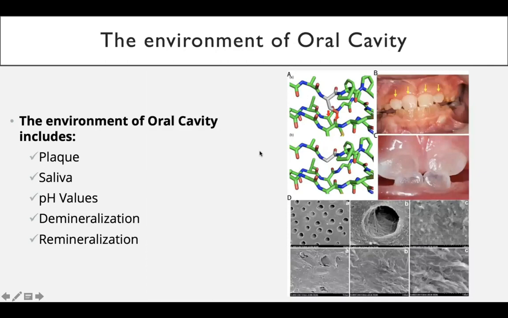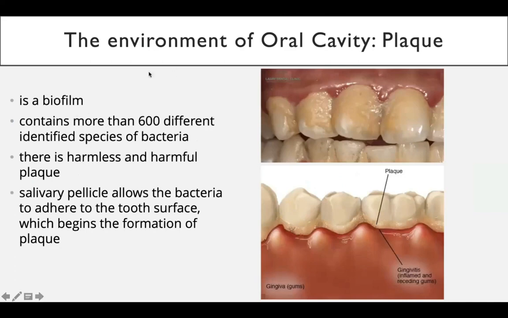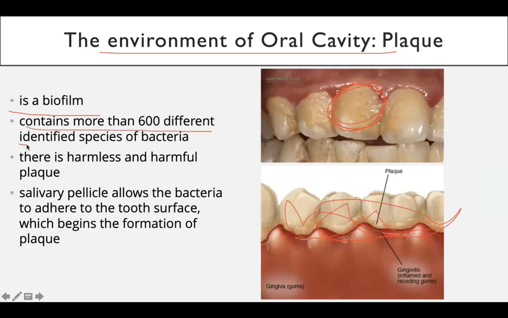Okay, so the environment of the oral cavity. If we go to the environment of the oral cavity, it includes plaque, saliva, pH values, demineralization, and remineralization. We quickly go for the plaque. Plaque is a biofilm. We are talking about the environment of the oral cavity. It is formed if you don't brush the teeth, by bacteria and the sugary reaction, and contains more than 600 different identified species of bacteria. We are not talking about unidentified. So we know at least 600 different identified species of bacteria in plaque, which is a biofilm.